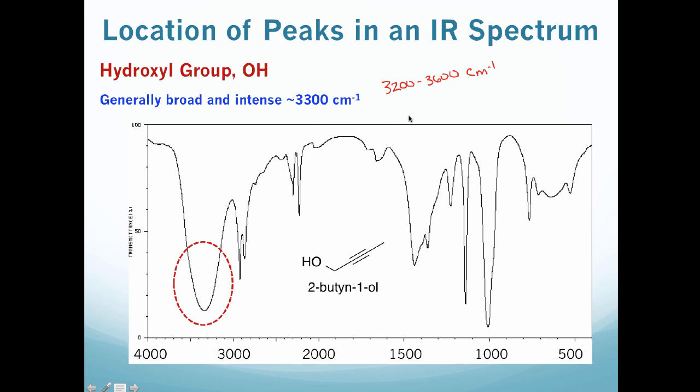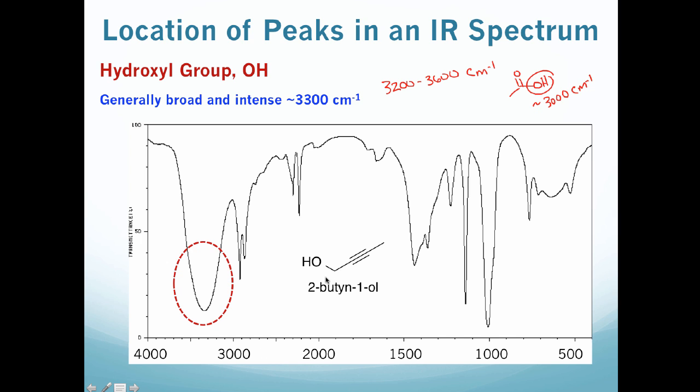Now these are just sort of free OH groups. This doesn't include the carboxylic acid. The carboxylic acid, as we'll see later on, is different. That OH group is going to be closer to 3,000. So this is just OH groups that aren't carboxylic acids.